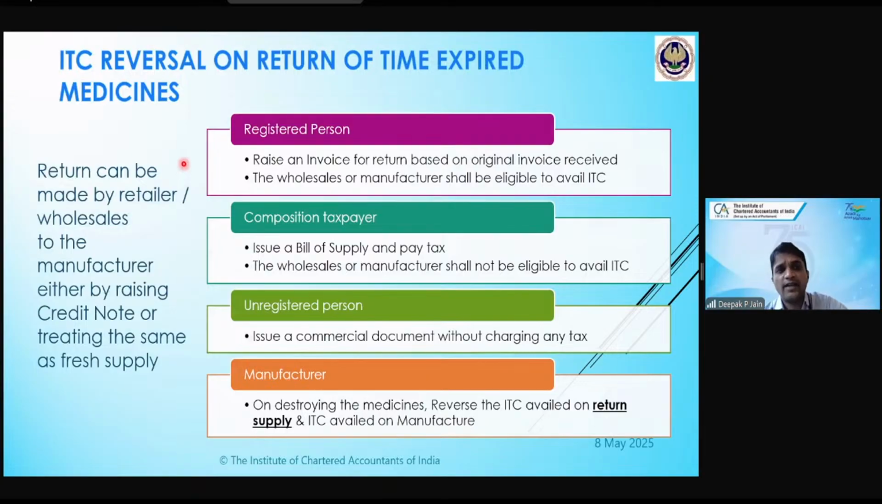The next step, ITC reversal on return of time expired medicines. Okay, तो जब expired medicines आते हैं तब क्या करना चाहिए? That is the question.